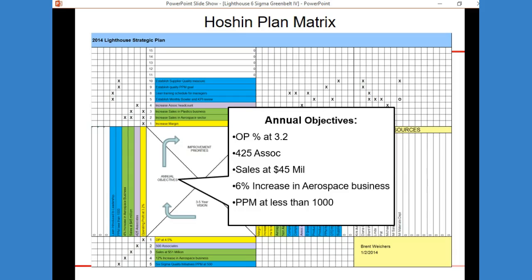So this year we're going to strive for 3.2 operating profit, 425 people. We're hoping to hit 45 million in sales. We're going to increase the aerospace business not 12% but 6%, and we want our PPM to be less than 1,000. So again, it's just a piece or a step towards that 3 to 5 year goal. So you're breaking this up into more bite-sized pieces.